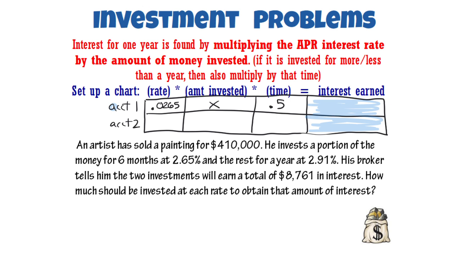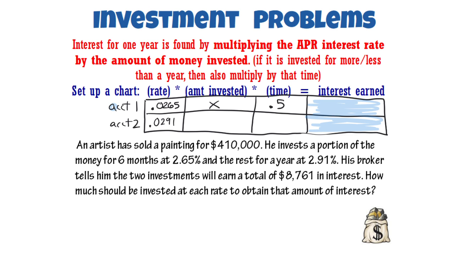Let's go to account 2. This interest rate is 0.0291. How much did he invest? Also don't know, but I cannot call it X. If I call it X, that would imply that I put the same amount in both accounts. I didn't necessarily do that. So there's a different way to think through that. Let me erase that out of there.